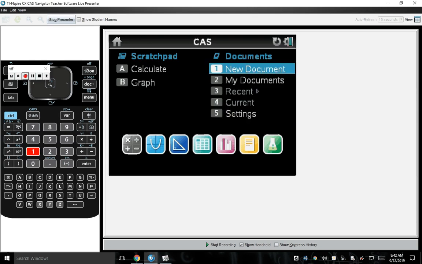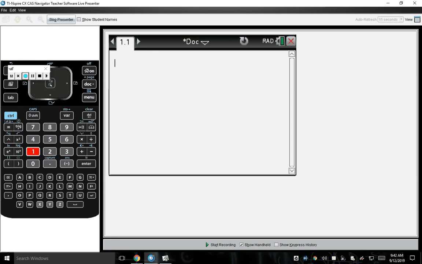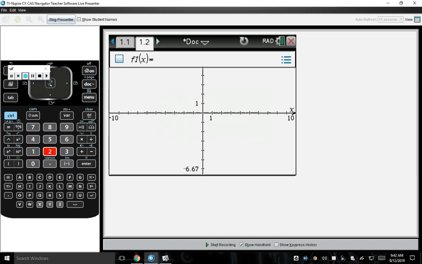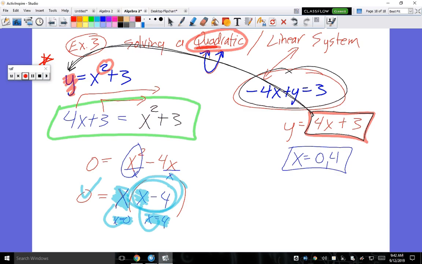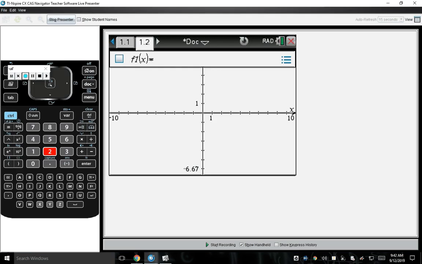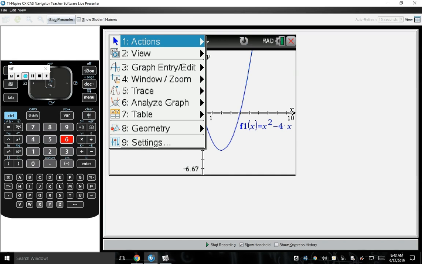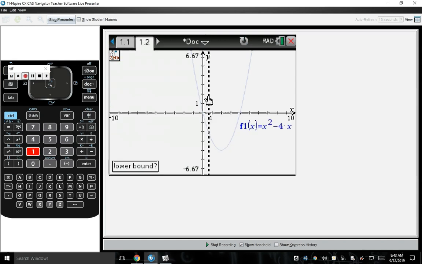1 for new document, menu 1 for add a calculator page. Control doc, we're going to press 2 to add a graphing page. And the equation that was all by itself said x squared minus 4x. Okay? So if I put x squared minus 4x and graph it, you'll see that it crosses the x-axis at 0 and at 4. And if you wanted to use the graph, watch me, menu 6, 1, because they're the zeros of the function.